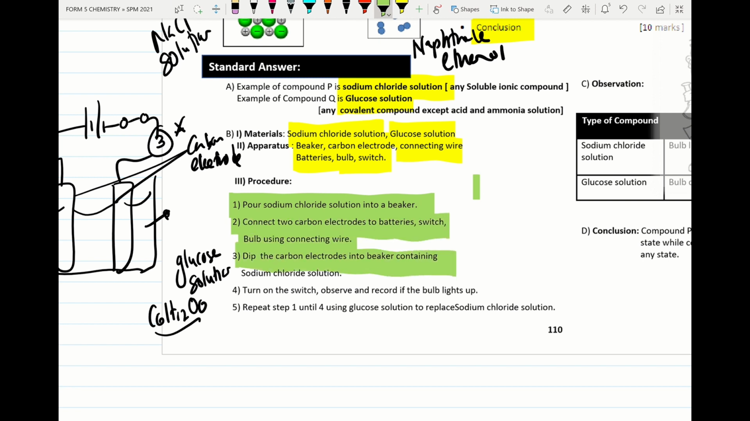Dip the carbon electrode into the beaker containing sodium chloride solution. Turn on the switch, observe and record if the bulb lights up. Repeat step 1 until step 4 using glucose solution to replace sodium chloride solution.